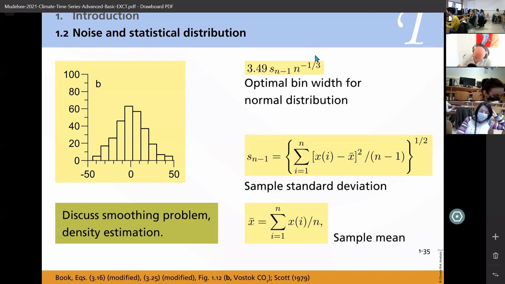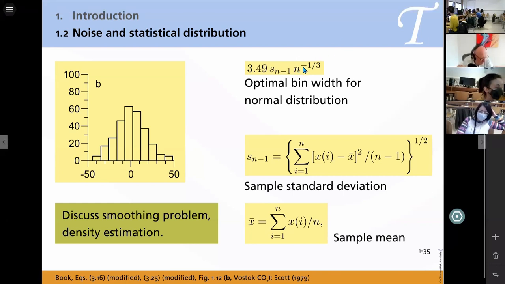This is 0.7479 and so on. Let me check this again. No, sorry, I made a mistake. This is 0.15. I will double check it again. Yeah, it is 0.15. This is 0.15. Okay, now we have to calculate this thing here, Sn minus 1.